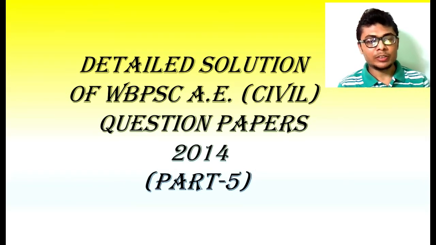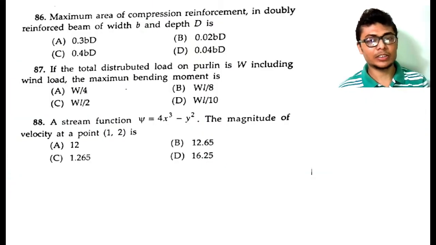Now I am going to discuss the detailed solution of the WBPSC Assistant Engineer Civil question paper 2014, part number 5. This is the last part of the 2014 question paper. Here I will discuss the total remaining 15 questions, from question number 86 to 100. Okay, so let's start. See the first question, number 86.